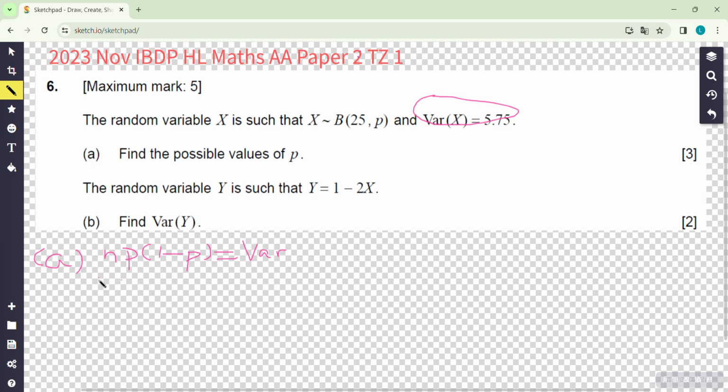Okay, and n is 25, p is unknown, and 25 times p times (1 minus p) equals 5.75. And then you substitute into the calculator. You got two answers and no value. So okay, right, but both p are positive, so it's 0.6414.